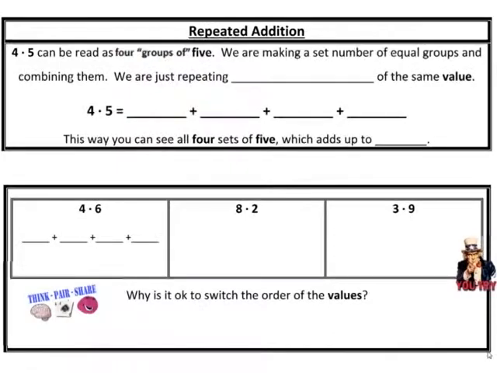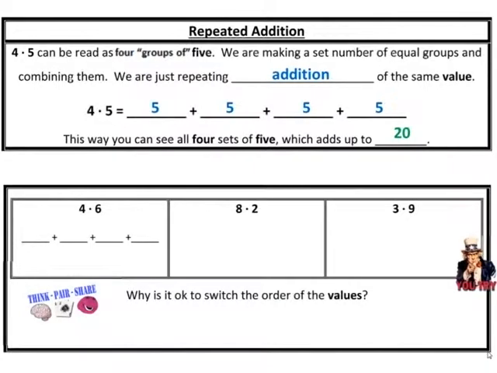Another way to look at multiplication is repeated addition. 4 times 5 can be read as 4 groups of 5. We are making a set number of equal groups and combining them. We are just repeating addition of the same value over and over. 4 times 5 is really 5 plus 5 plus 5 plus 5. When you add them all up, you can get 20.